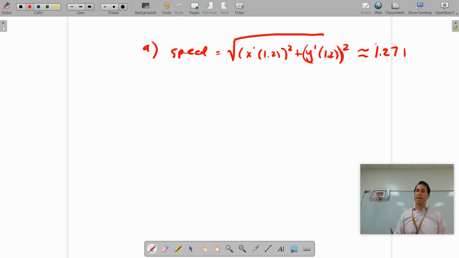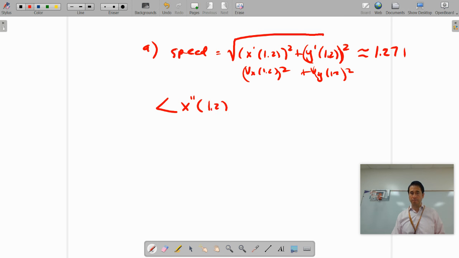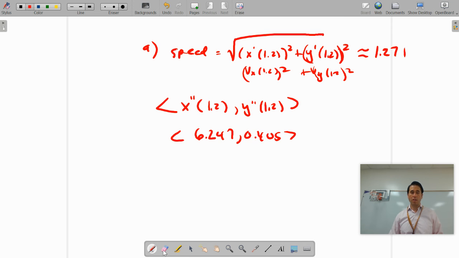So here you just had to be careful that in this problem, they give you the velocity vector. So this is really just the square root of v of x of 1.2 squared plus v of y of 1.2 squared. And then for the acceleration vector, you just have to take the derivative of velocity, which happens to be the second derivative of position. If you do that correctly, you get your acceleration vector of 6.247 and 0.405. So that's all it was, you guys, for the first part.